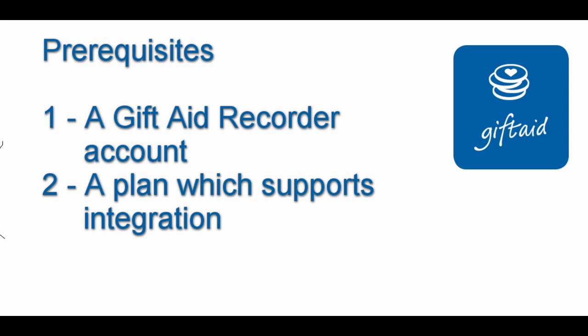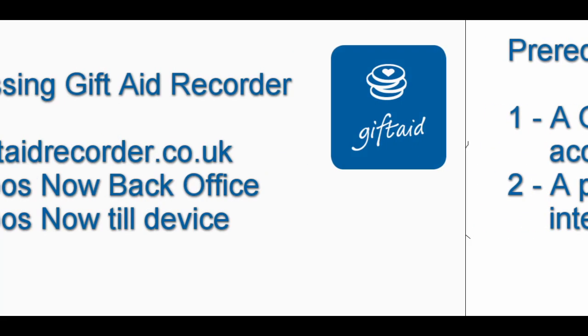To use Gift Aid Recorder with Epos Now, you need a Gift Aid Recorder account and a plan which supports integration. If you don't already have a Gift Aid Recorder account, head over to giftaidrecorder.co.uk to register. If you're on the free plan, log into your account and go to Account Settings to upgrade your plan. See the comments for links to other videos which explain the sign-up and upgrade process in detail.